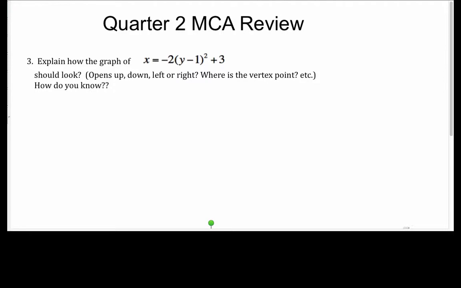All right, so now we're on number 3 of the Q2 MCA review. And the question asks, explain how the graph x equals -2(y - 1)² + 3 should look. Does it open up, down, left, right? What's the vertex point? All that other stuff. And then how would you know?